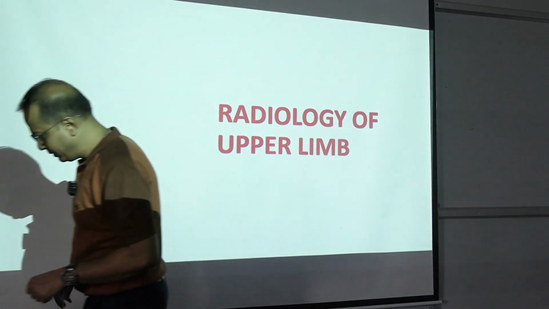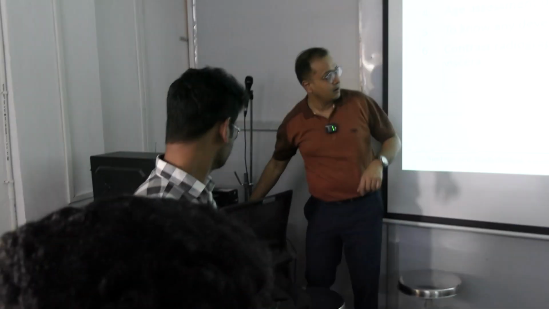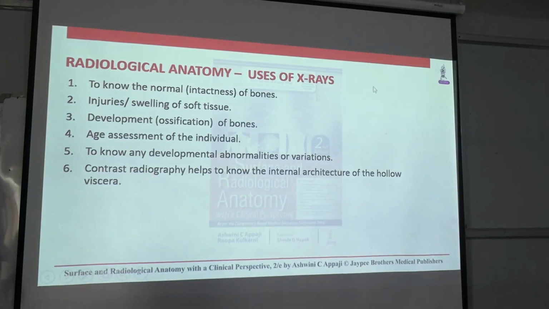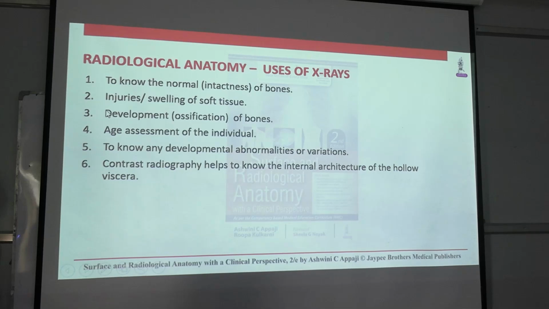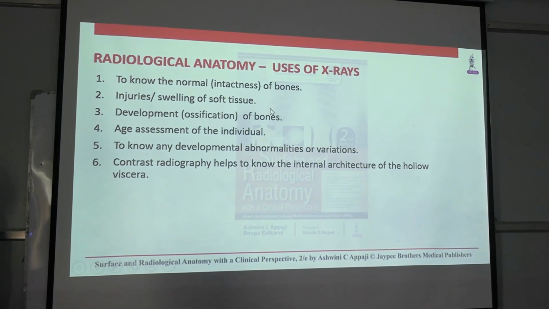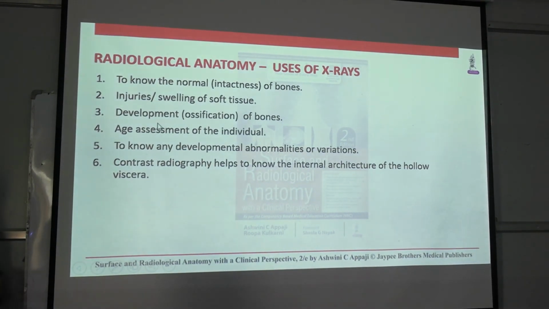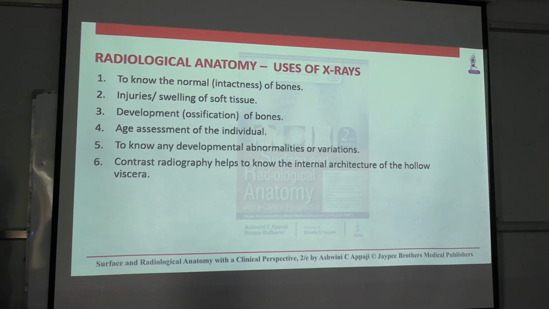So, this is what we are going to do. We normally use X-ray to identify the normalcy of the bone, anything related to the soft tissue, and development, the age determination, assessment of the age, and ossification, whether a bone is ossified or not, primary or secondary ossification. There are two ways the bone ossifies. We also use it to identify developmental abnormalities, variations, and deviations in the bone you are seeing here, and for the contrast radiogram.